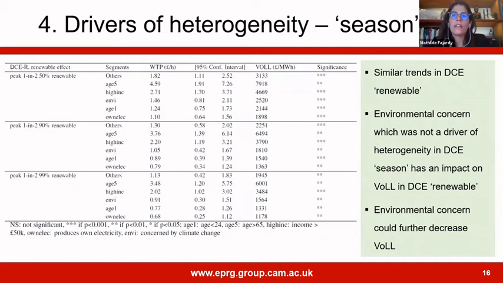Interestingly, we find that the level of environmental concern, which was not statistically significant in the CEST version, is now statistically significant in the renewable version. Sorry, the title should say renewable as opposed to CEST. And we find in particular that people with a high environmental concern have a lower VOLL. So that suggests that increasing concern for the environment might further reduce domestic VOLL, which is also an important finding.